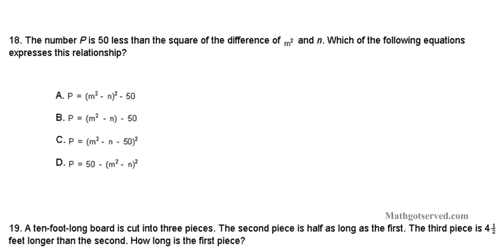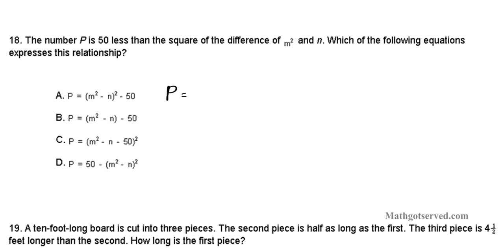All right, let's take a look at question 18. It says the number p is less than the square of the difference of m squared and n. Which of the following equations express this relationship? So you remember earlier when I said if you have more or less, that's what comes last, okay? So p equals 50 less than an expression. So let's leave this 50 alone. We'll do that last, but let's figure out what the expression is first, and then we subtract 50 afterwards, okay?